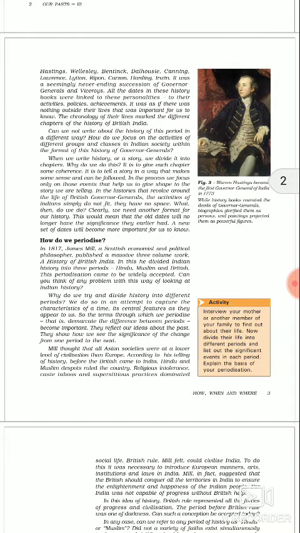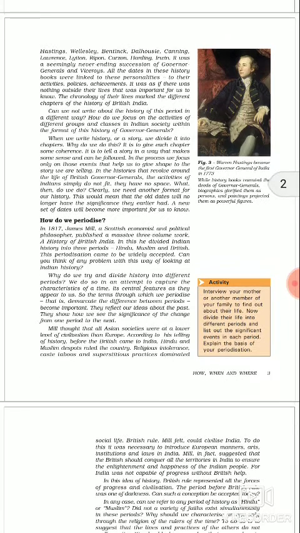When we write history or a story, we divide it into chapters. Why do we do this? It is to give each chapter some coherence. Coherence is another name for importance. It is to tell a story in a way that makes some sense and can be followed. We are studying history so that the story can take shape and be understandable in a meaningful format. It should not be meaningless.